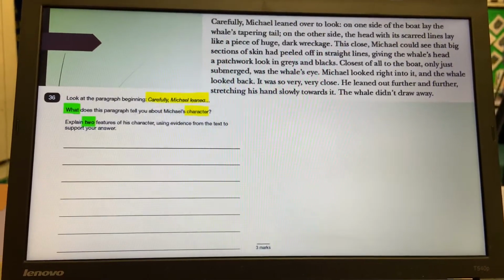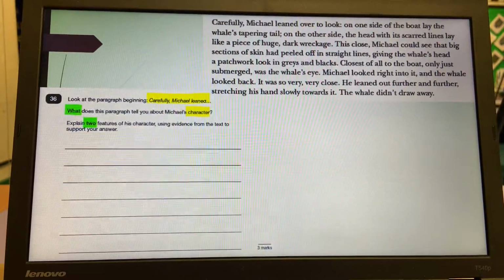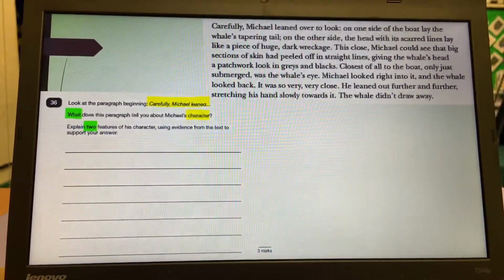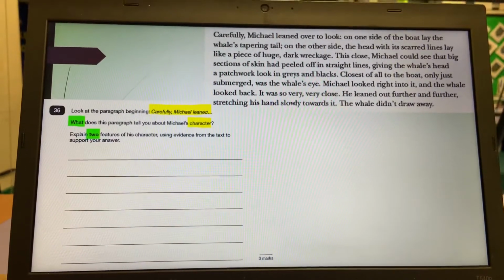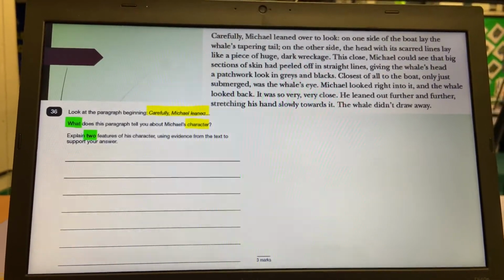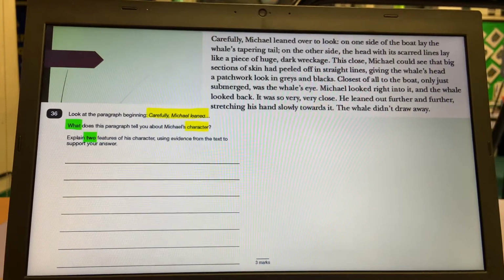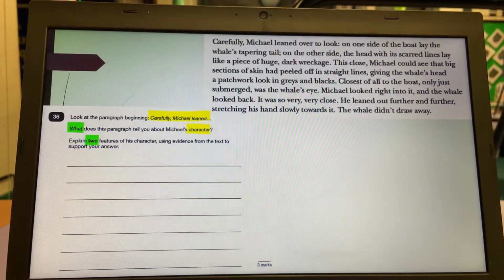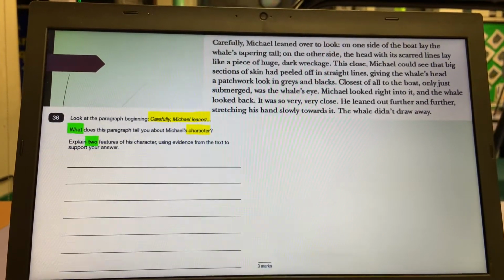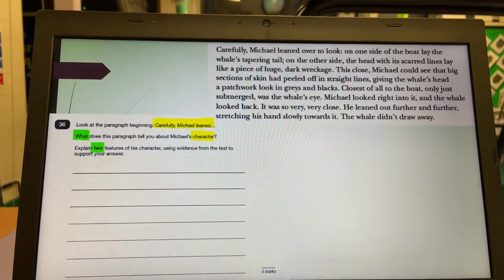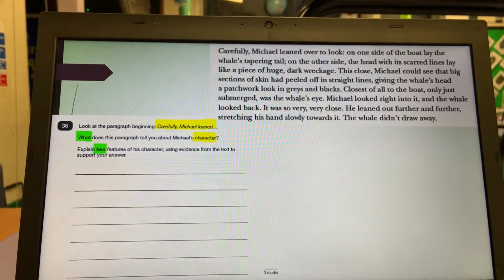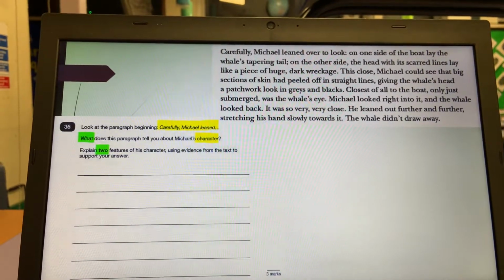Okay, so I'm going to read this through and I want you to think what tells you something about Michael's character as we're reading. Carefully, Michael leaned over to look. On one side of the boat lay the whale's tapering tail. On the other side, the head with its scarred lines lay like a piece of huge dark wreckage. This close, Michael could see that big sections of skin had peeled off in straight lines, giving the whale's head a patchwork look in greys and blacks.